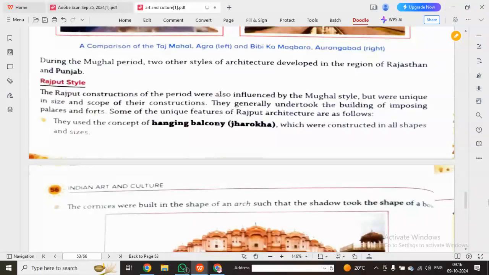They generally undertook the building of imposing palaces and forts. Basically palaces and forts were built. Some of the unique features of Rajput architecture: the concept of hanging balcony.